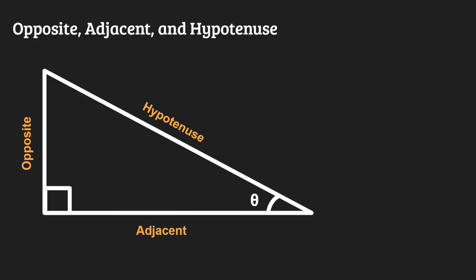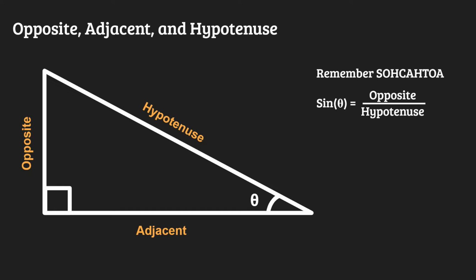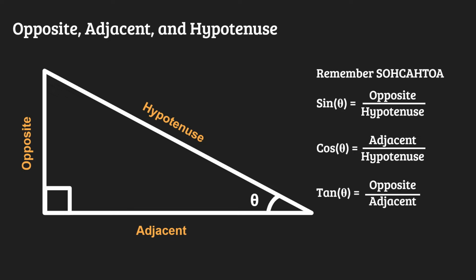These ratios can be easier to visualize. So let's say we are taking the sine of theta, and theta is just a Greek letter we're using to represent this little angle in the corner. So the sine of theta is equal to the opposite side divided by the hypotenuse. Then the cosine of theta is equal to the adjacent side divided by the hypotenuse. And then the tangent of theta is equal to the opposite side divided by the adjacent side.